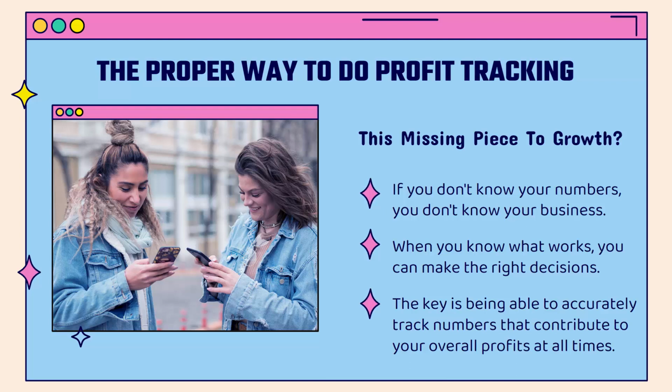So it's an obvious thing where you need to know profit margins, what's working, what's not, what's making you money, what's costing you money. But a lot of people skip over this or just assume that they're going to see it inside of Shopify. And the real key here is being able to accurately track your numbers that contribute to your overall profits at any time. You want to be able to say, okay, here's how my last 24 hours, or my last 7 days, or my last quarter, or my last year. Being able to understand all those numbers allows you to make those decisions the correct way.